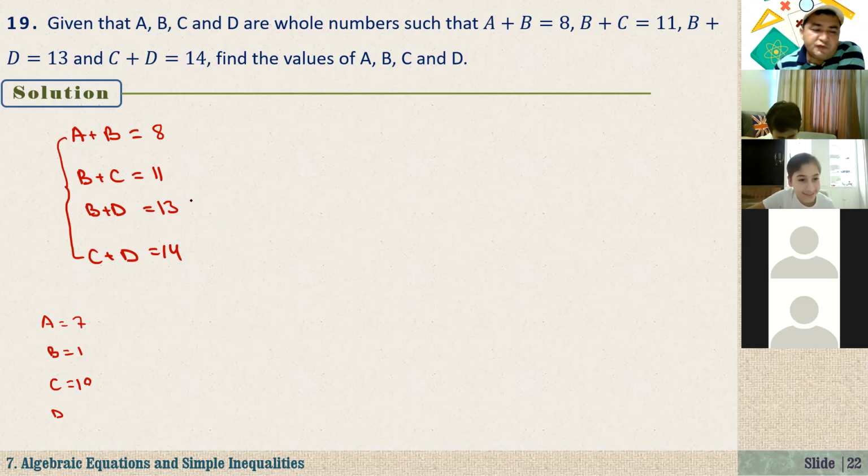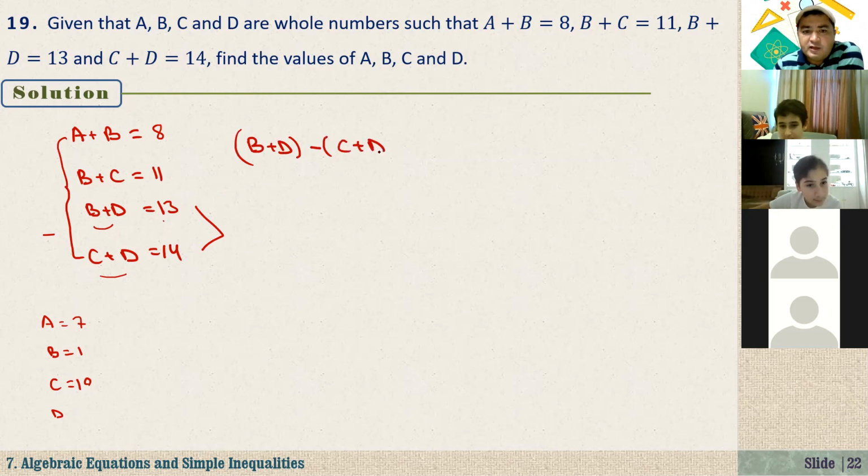So these are the equations. For example, here B plus D equals 13, C plus D equals 14, right? Now if I subtract left-hand side, what happens? B plus D minus C plus D. What is B plus D? It is 13, minus C plus D, that is 14. Now if you remove the bracket, D minus D is equal to 0. Now here we have B minus C is equal to minus 1.